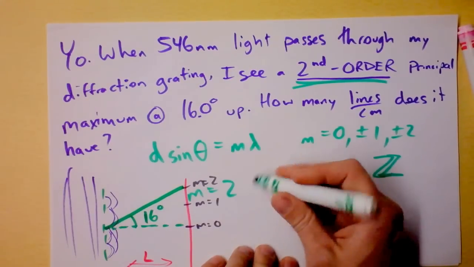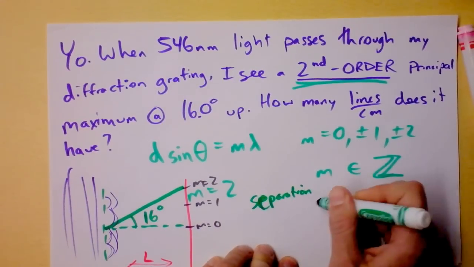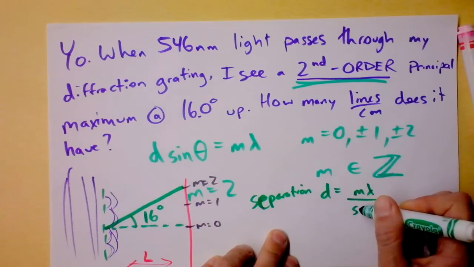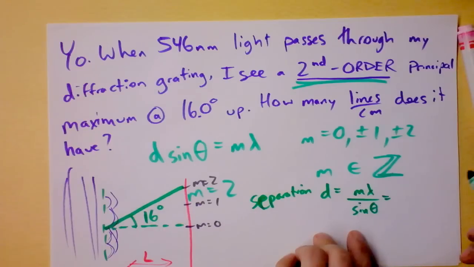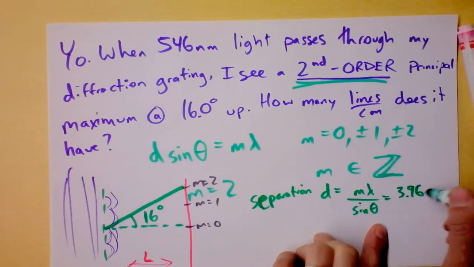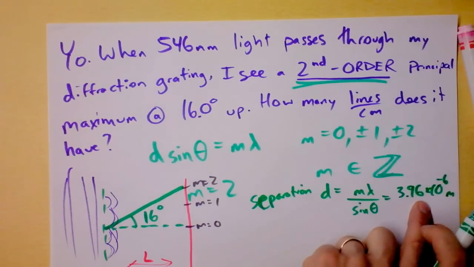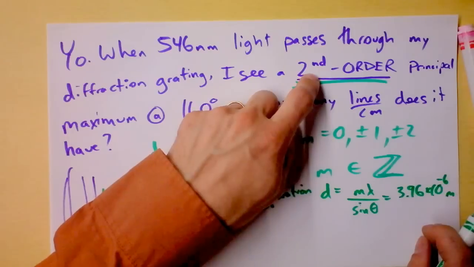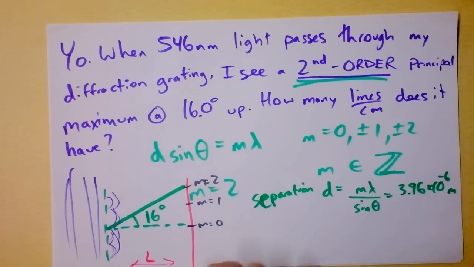So what if I find the separation? The separation d equals m times lambda over sine theta, and m is going to be 2, so I plug all that in, and I find that the separation between the slits is 3.96 times 10 to the negative 6 meters. Is it okay that I'm using 3 sig figs if I was given 3 sig figs? Yes, and the second order principal maximum probably has infinite sig figs. It is the second one, so count it. It's not a measurable thing, it's a countable thing.